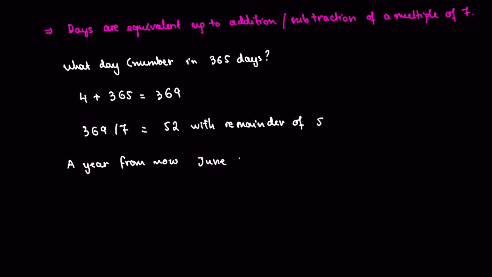June 18, 2027 is on a Friday. Okay, so again, how could I get the remainder of 5? You can carry out the division and you will see the remainder is going to be 5. And again, 5 is going to be a Friday in this particular scenario.